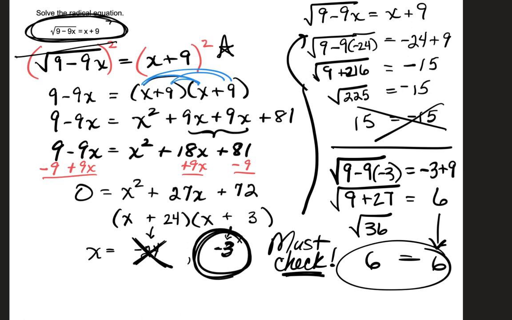Please, please, please do not forget to check your answer. Usually when we work this test, about half of the class forgets to check and they list both answers. But that's not correct. You need to be able to check. There's only one answer that works. So that's with the radical.